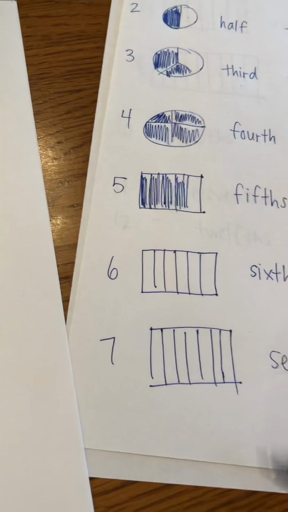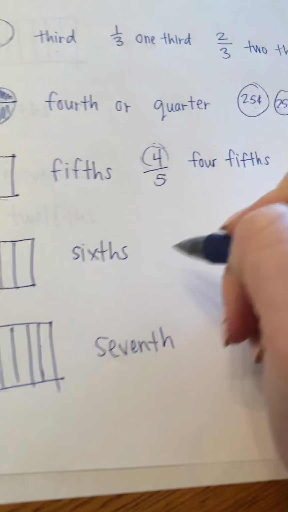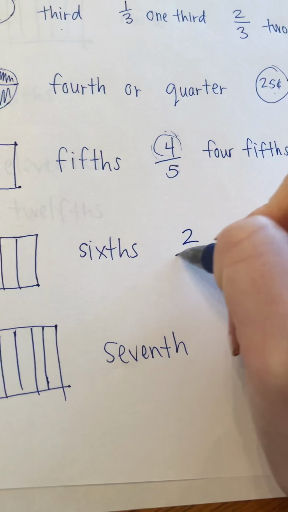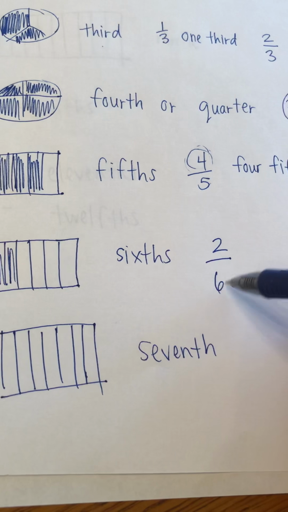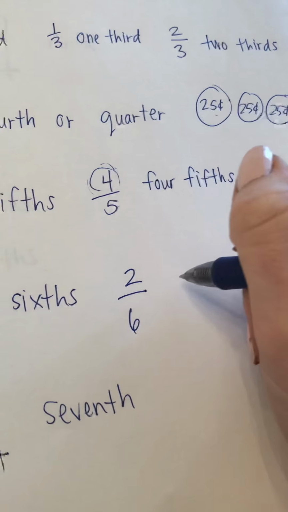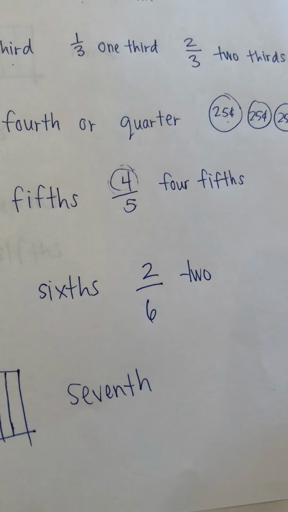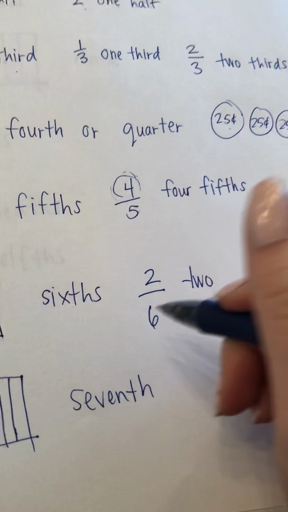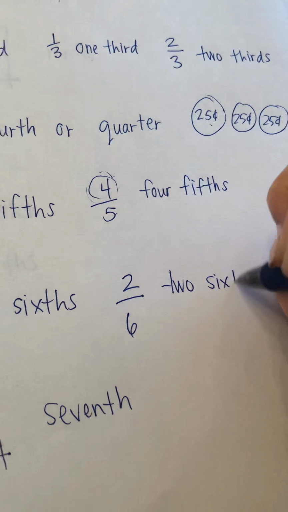Okay, let's go to sixths. Let's say I ate 2 of these. Okay, so that means I've eaten 2/6 of my pizza. 6 is the number it's divided into, 2 is the number I'm talking about, and in this case, that's the number I've eaten. So on the top, my normal word, 2. My special fraction word on the bottom, sixths.